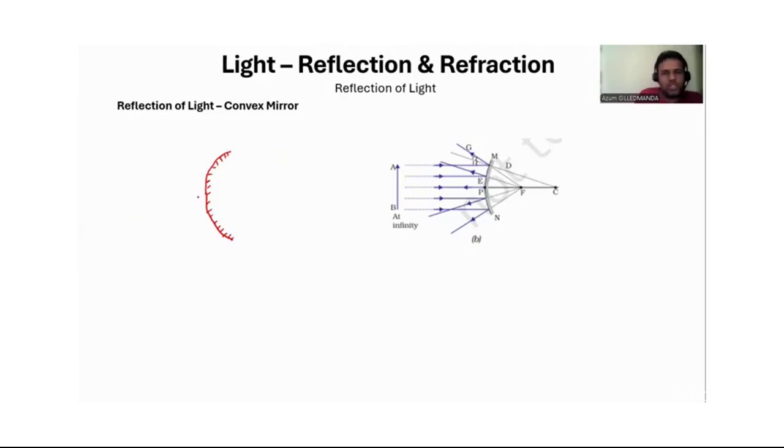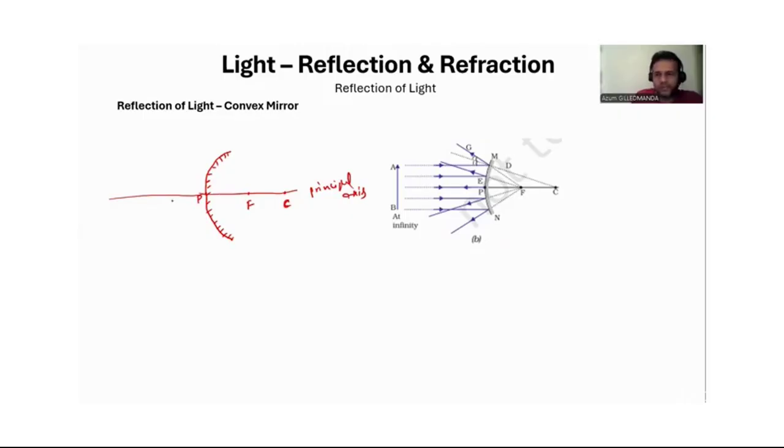Now this is the pole of the mirror, which is the center of the mirror, and if you draw a line passing through the pole, that is the principal axis, right? Now for this, which side will the center of curvature be? Somewhere here, right? This is the radius of curvature, and the midpoint is the focus.